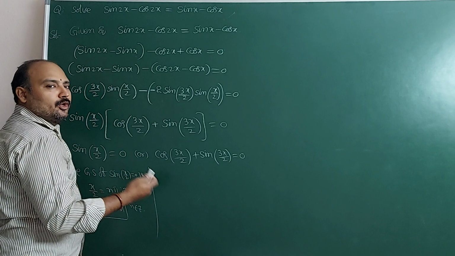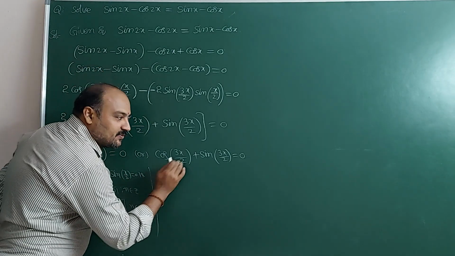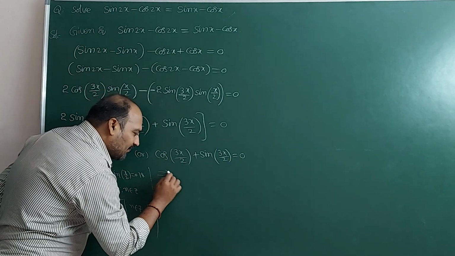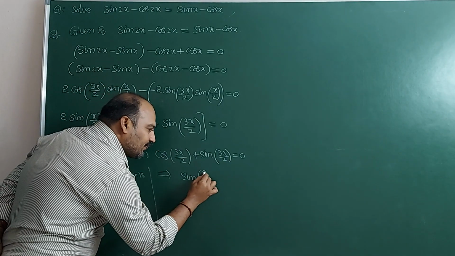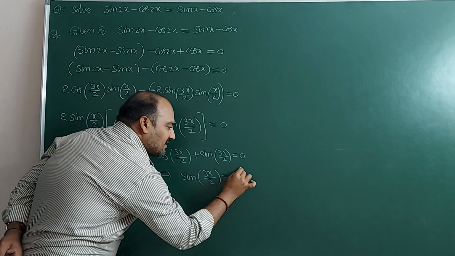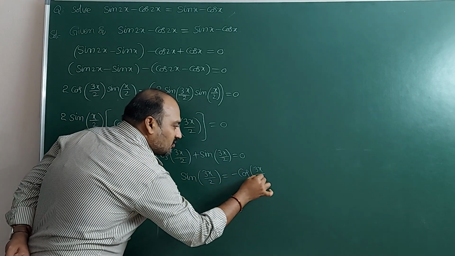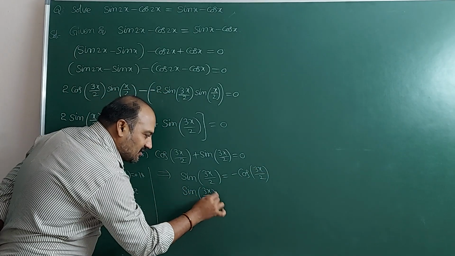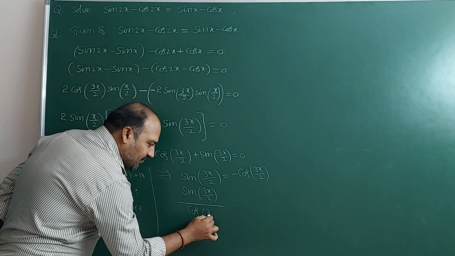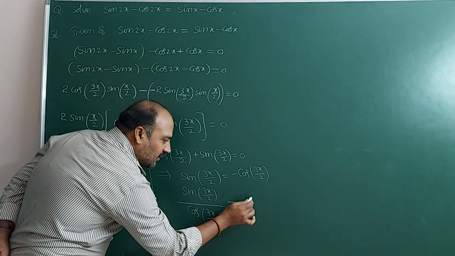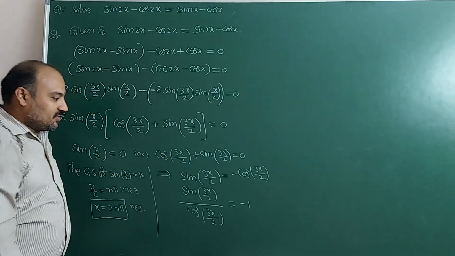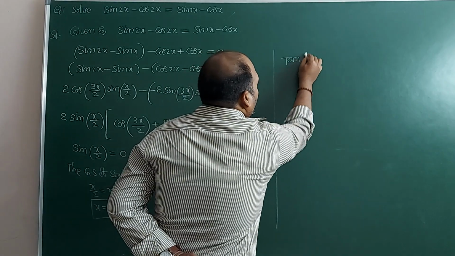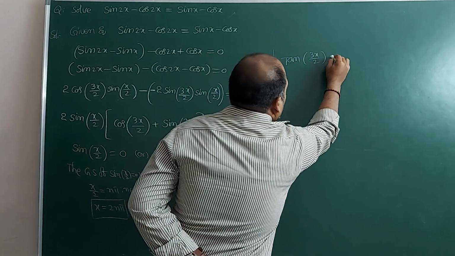So here what I am doing is dividing by cos 3x by 2. Otherwise this cos 3x by 2 we can take the same. Sin 3x by 2 is equal to minus cos 3x by 2. So cos 3x by 2 we can take this side. Sin 3x by 2 by cos 3x by 2 is equal to minus 1. So sin by cos, tan. So tan 3x by 2 is equal to minus 1.